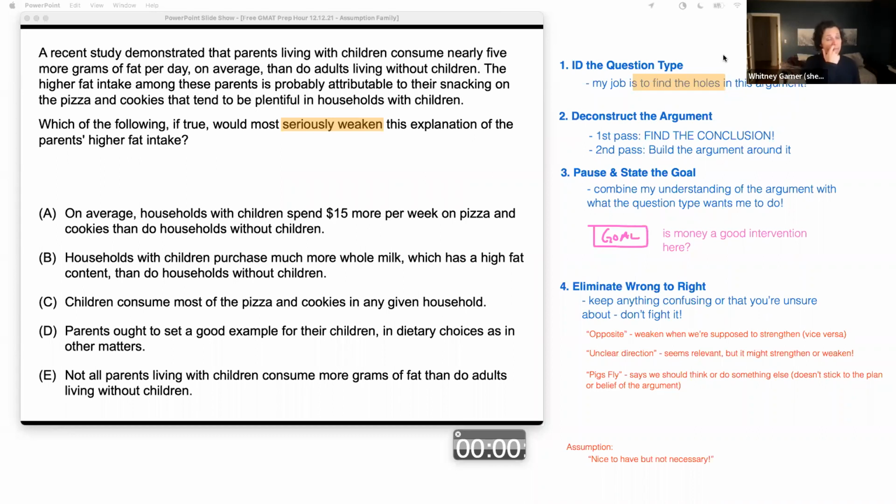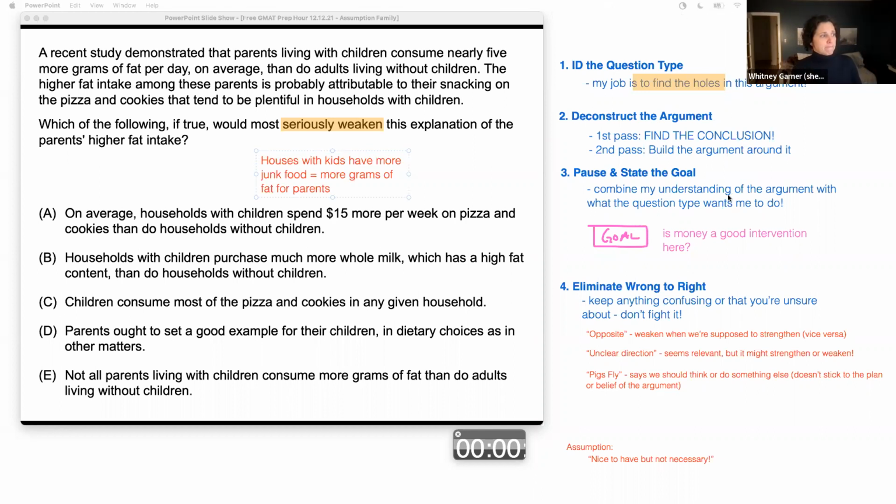They're snacking on the pizza and cookies that tend to be plentiful in households with children. I'll just tell you this right now. I'm in a household without children and I have plentiful cookies and pizza. So I don't like this argument already, but they think that parents are getting these extra 5 grams of fat because they're eating junk food, because there's more junk food in houses with kids. So the conclusion is sort of this: houses with kids have more junk food equals more grams of fat for the parents.